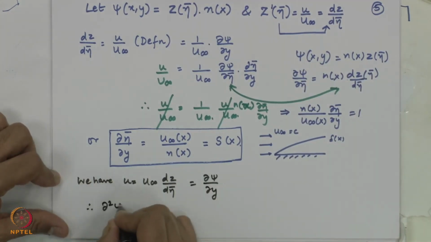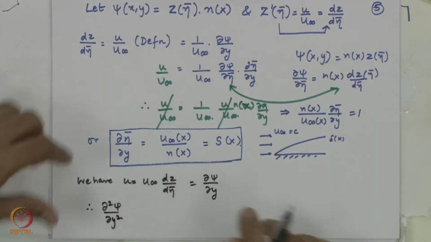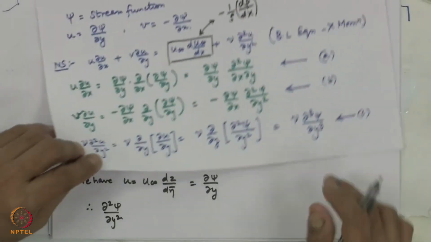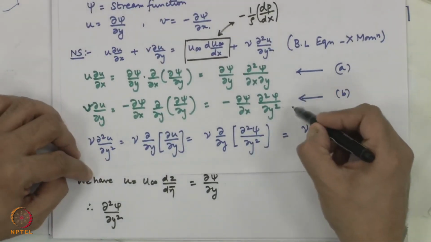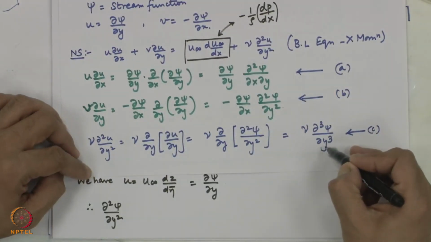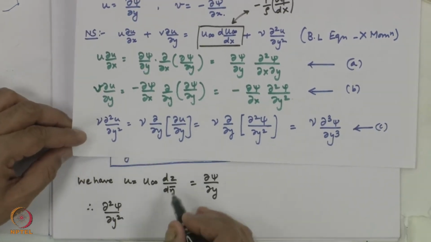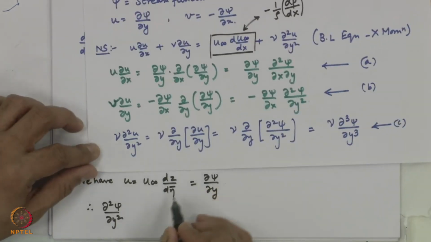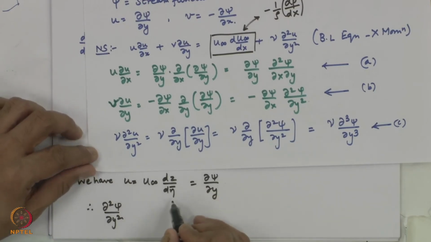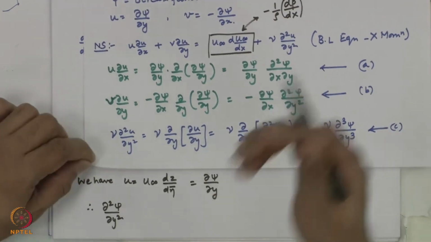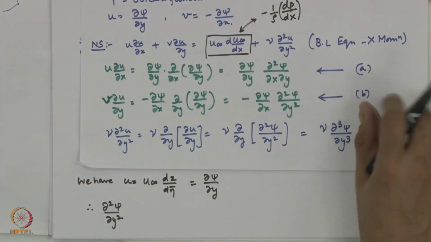Therefore, d squared psi by dy squared. Why do I need all this? See, I have to transform all these. These are all partial derivatives. These now have to transform to regular derivatives of some variable z with respect to a new independent variable eta bar. It is a necessity because I want to convert something from a PDE to an ODE. So, I am doing this manipulation.